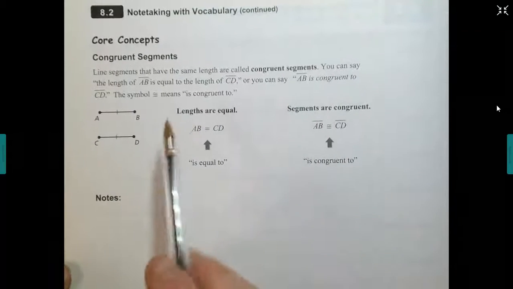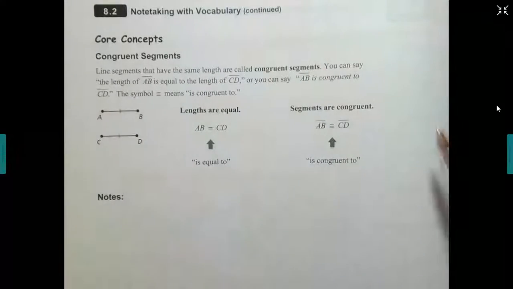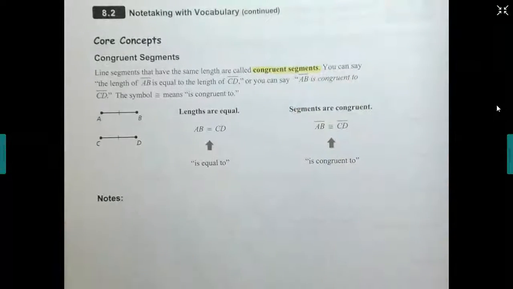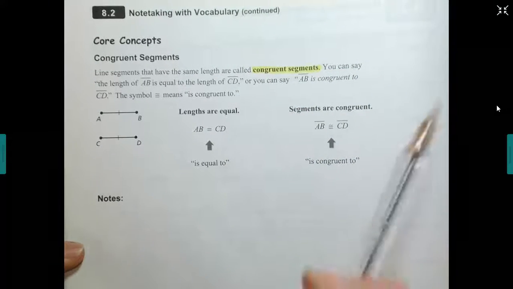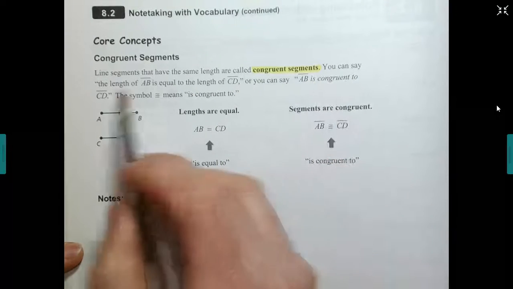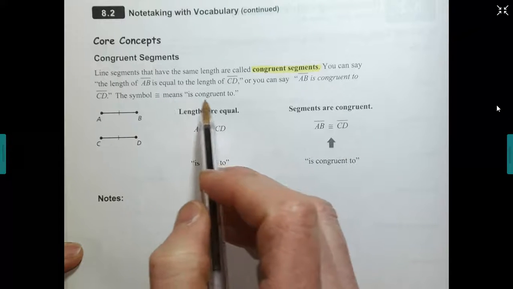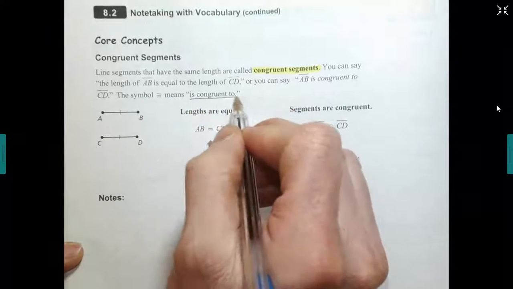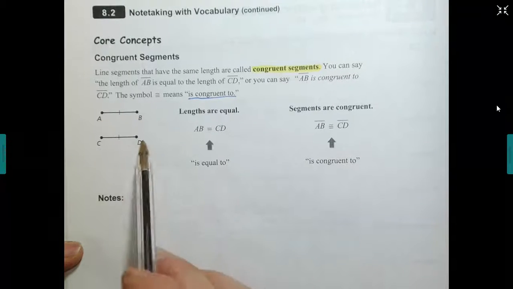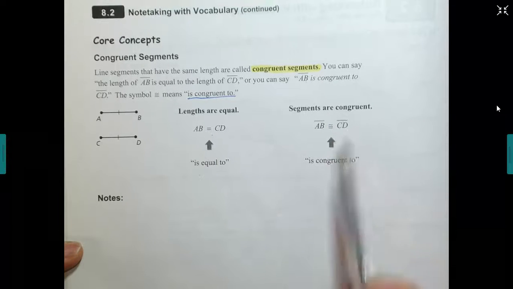Now look at this. Line segments that have the same length are called congruent segments. You can say the length of AB is equal to the length of CD, or you can say AB is congruent to CD. The symbol, equal sign with the squiggly, means is congruent to. So AB equals CD. Also, AB is congruent to CD.